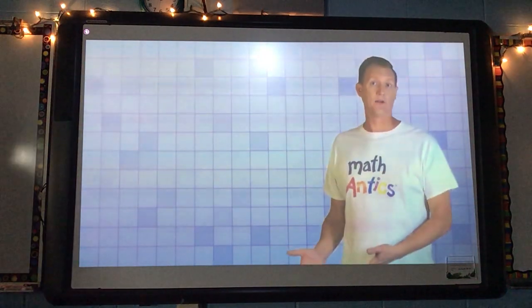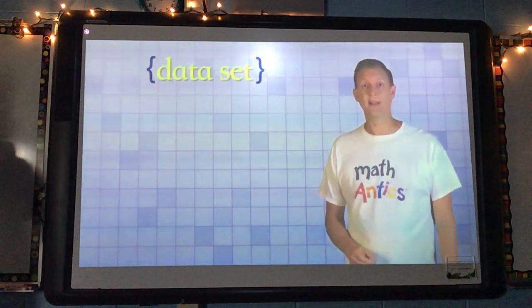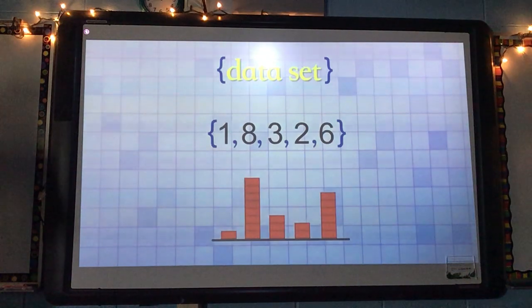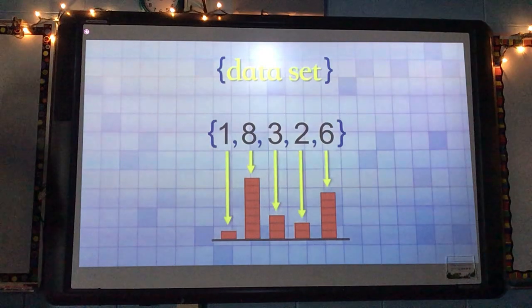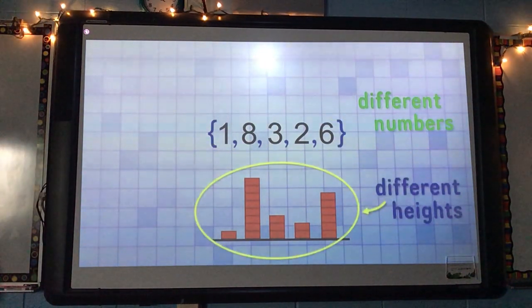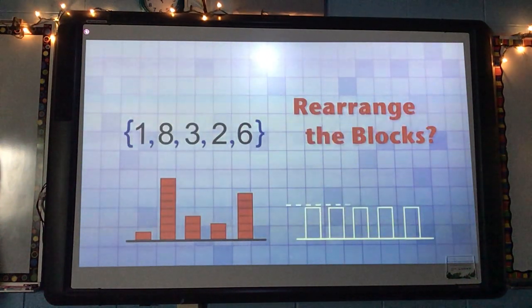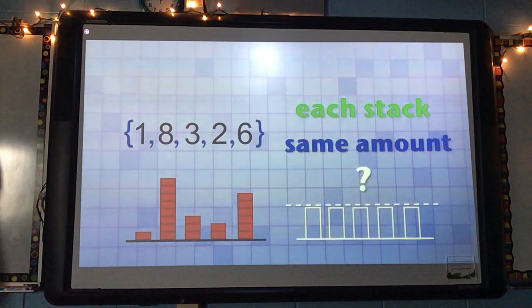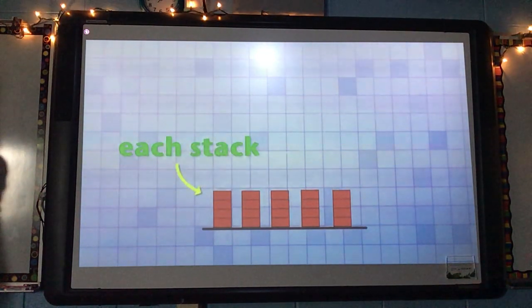The mean, or average, is an extremely useful property. To understand what it is, let's look at a simple data set that contains 5 numbers. As a visual aid, let's also represent those numbers with stacks of blocks whose heights correspond to their values. 1, 8, 3, 2, 6. Right now, since each of the 5 numbers is different, the stacks of blocks are all different heights. But what if we rearrange the blocks with the goal of making the stacks the same height? In other words, if each stack could have the exact same amount, what would that amount be? Well, with a bit of trial and error, you'll see that we have enough blocks for each stack to have a total of 4.